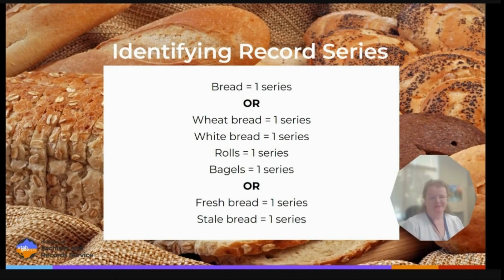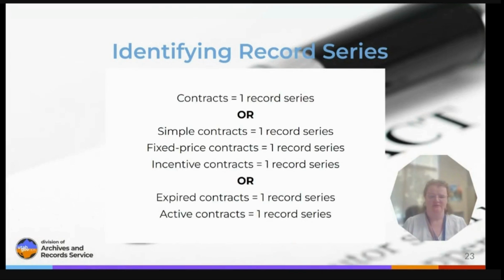There are many different ways to identify a record series and group records. Using an analogy of bread, we could categorize bread as one series, bread, or as many series, maybe based on type: wheat, white, rolls, bagels, or as two series, one for fresh bread and one for stale bread. And here's a real-world example of contracts. We might organize contracts as one record series, as long as they could all be deleted or destroyed according to the same rules, or you may choose to create multiple series for different kinds of contracts, like simple, fixed price, incentive, or one for active contracts and one for expired contracts.